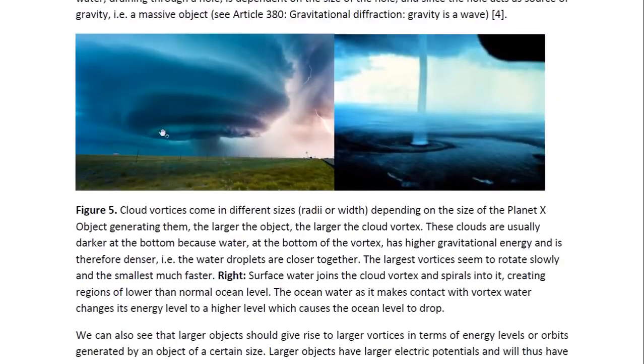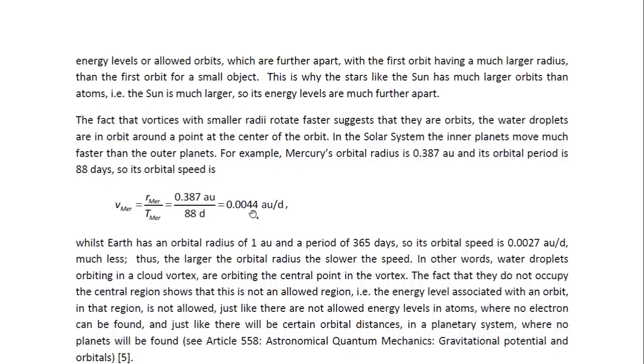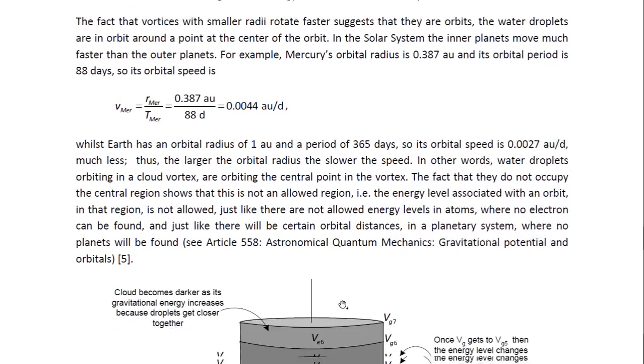So that shows that because this is a much wider vortex, so it's a much larger orbit, it will cause the water droplets to move at a much slower speed than the water molecules in this vortex, because this is a much smaller orbit, just like Mercury orbits at a much higher speed than Earth does because its orbit is so much smaller.